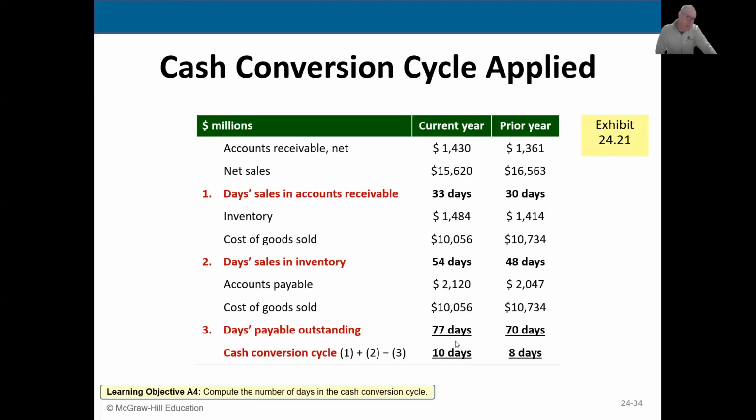So days sales in accounts receivable plus days sales in inventory minus days in accounts payable outstanding equals the cash conversion cycle. This example, 10 days. That's pretty good. Anything less than 30 is decent. Anything longer than 30, you start to run into problems.